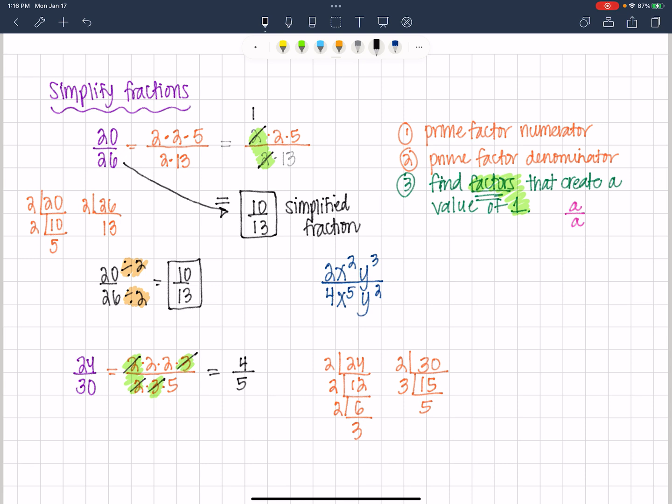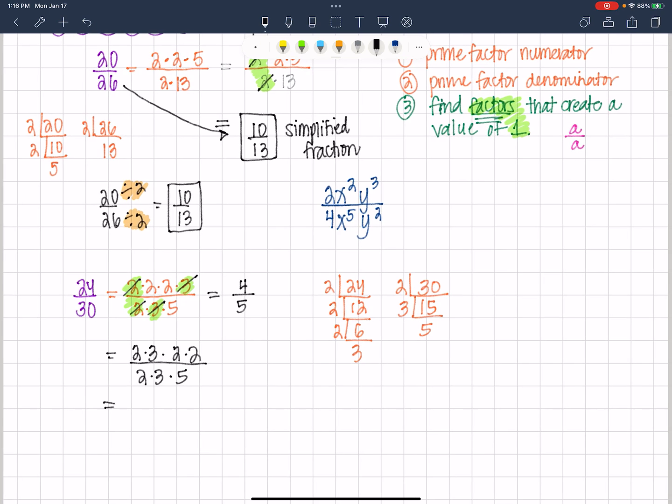It's okay for you to cancel these out as long as you're understanding that what you're canceling out are factors of 1. Now I'm going to rewrite this for you so that you can see. 2 times 3 times 2 times 2 over 2 times 3 times 5. 2 times 3 is 6. So I have 6 times 4. In the denominator, I have 6 times 5. That's the same thing as 4/5 times 1. And 1 times 4/5 is 4/5.